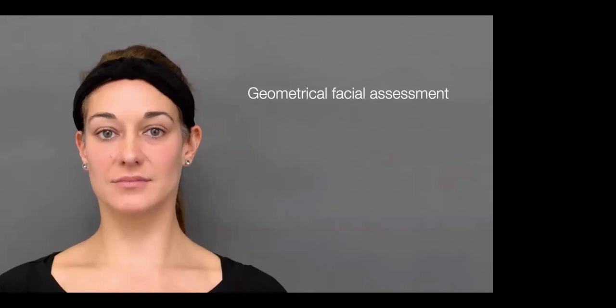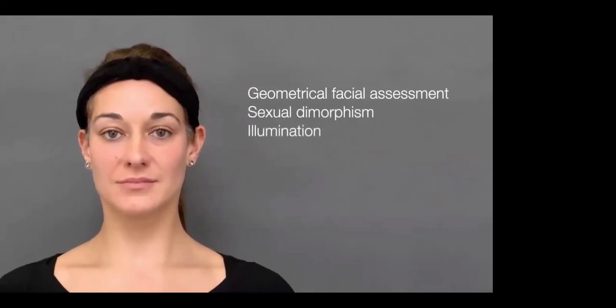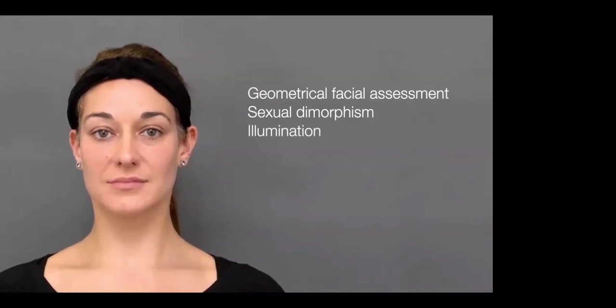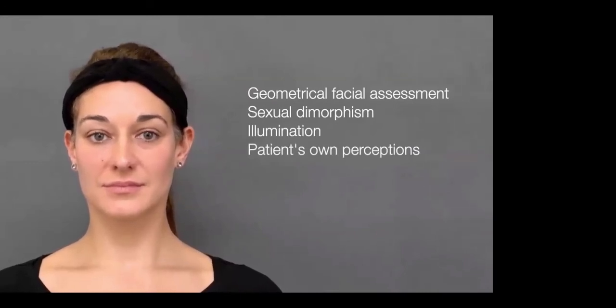As part of the aesthetic consultation, there is a move towards a holistic and a pan-facial approach. There is also a move away from individual issues which may be highlighted by the patient. There are 4 key areas in assessment and treatment planning that should be covered. These include geometrical facial assessment, an appreciation of sexual dimorphism, analysing the illumination of the face, including hollowing, contours, and the skin, and discussing the patient's own perceptions of their motivations. For example, do they want to look less sad or less tired?